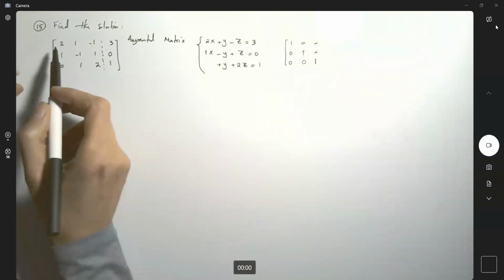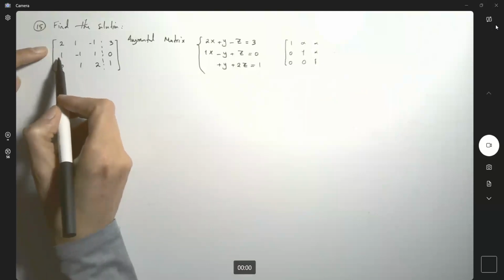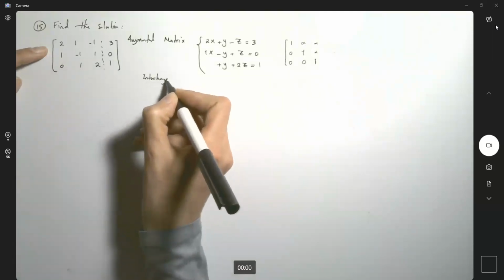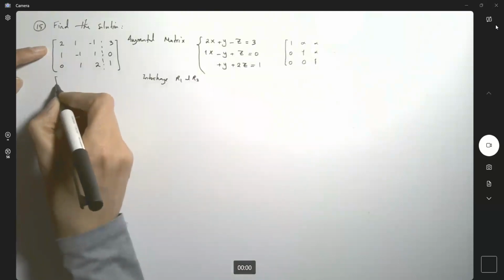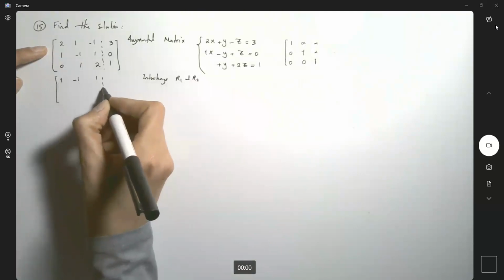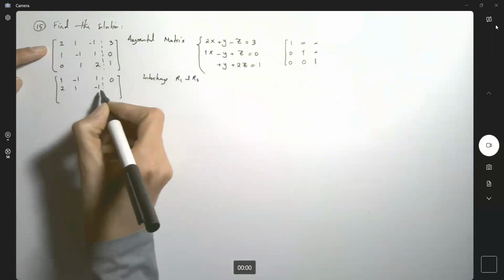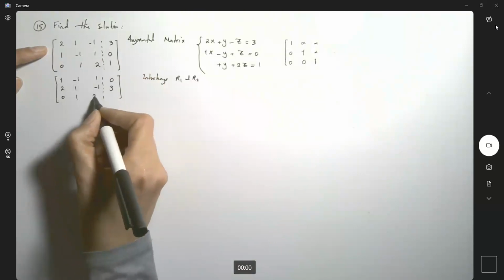So let's try. I'm looking at R1 and R2, the first row and the second row. So I'm going to interchange these two rows. Interchange R1 and R2. This guy becomes the following. 1, negative 1, 1, and 0. You have a 2, you have a 1, you have a negative 1, and 3 goes here. And then you have a 0, 1, 2, 1.